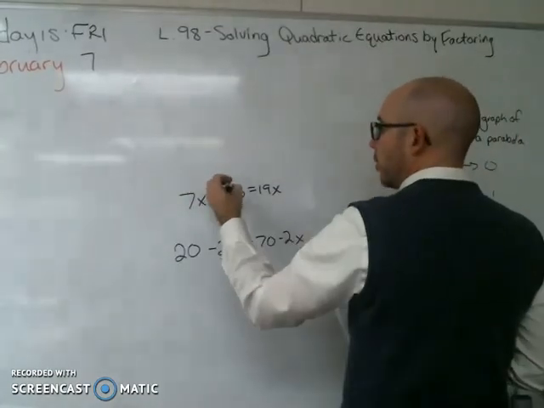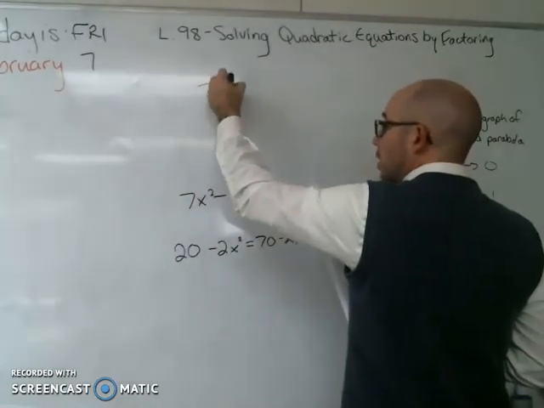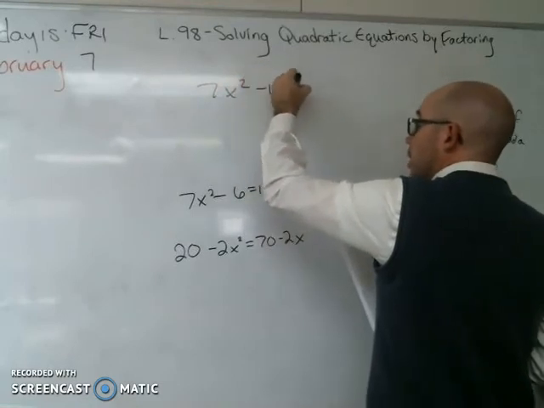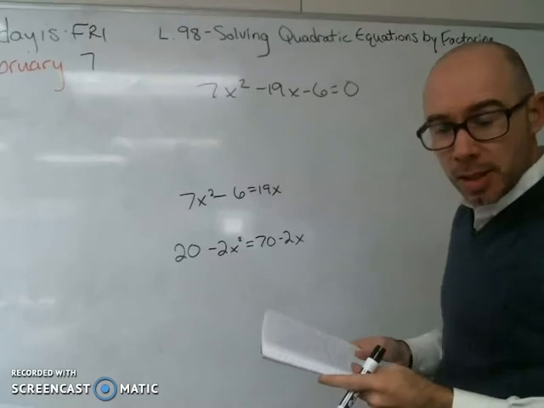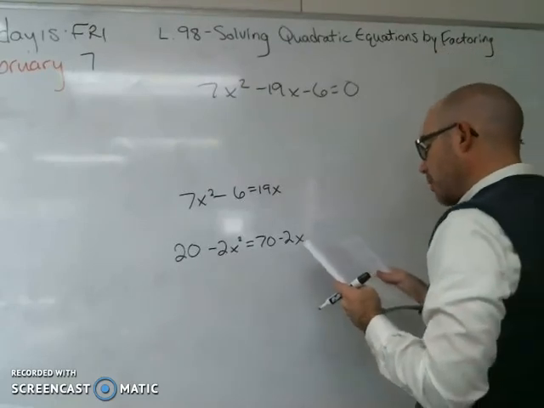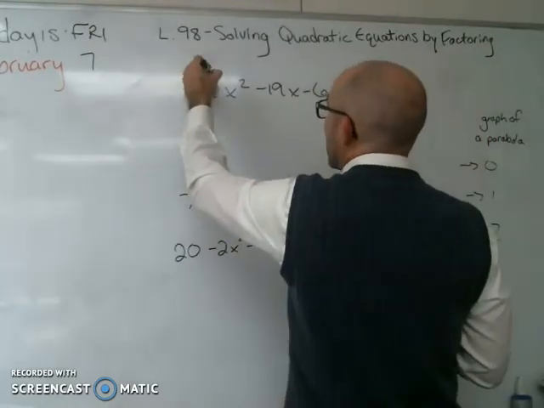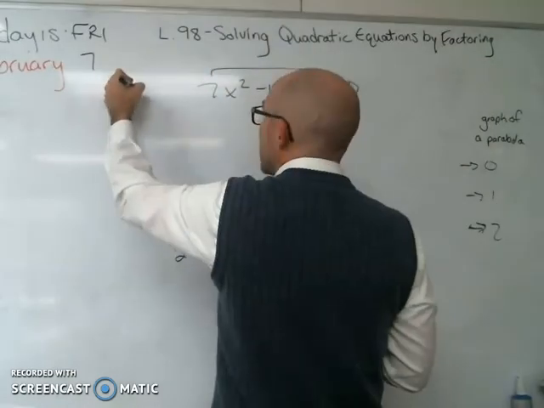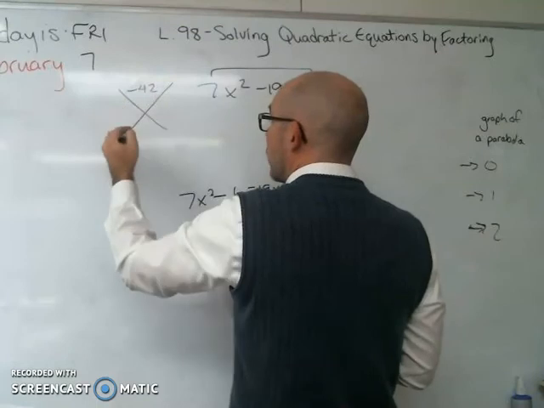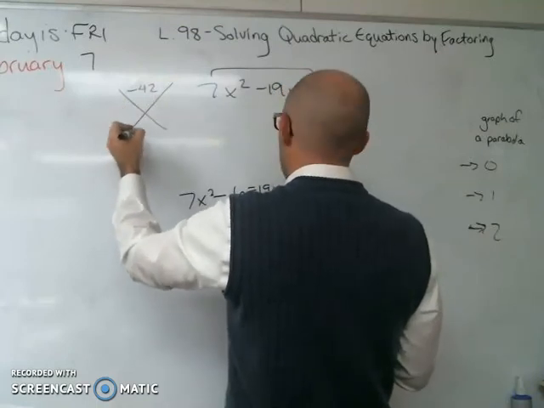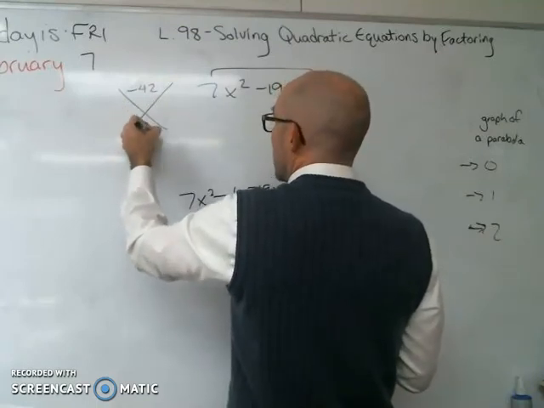This needs a little bit of rearranging as well. Let's go 7x squared minus 19x minus 6. That leaves nothing over on this side. This is a clump and splitting type of question. We're looking at 7 times -6 is -42. I want to find the factors of -42 that are going to sum up to -19.